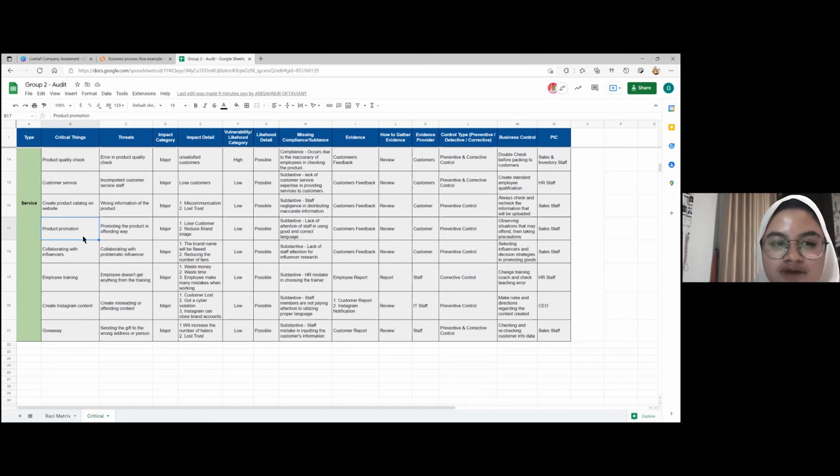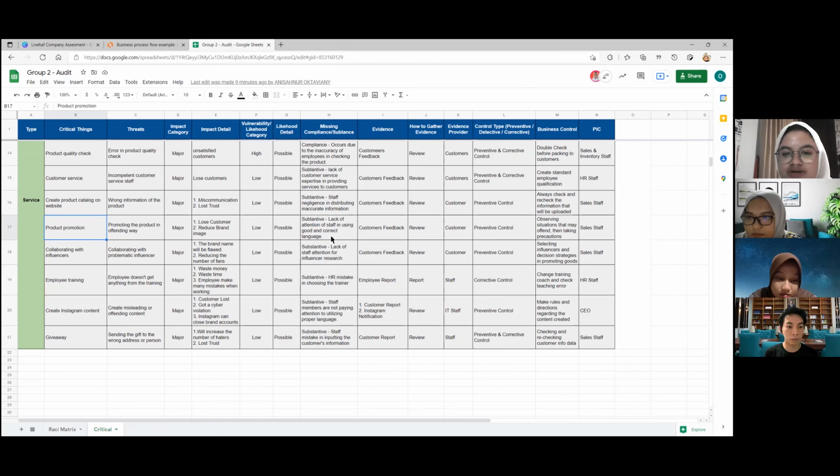And next, Livehaf also has a critical service in product promotion. The threat is promoting the product in an offensive way. The impact category would be major because it will cause Livehaf to lose customers and reduce Livehaf's brand image. And the likelihood of it happening is low, but it is possible because of the missing substantive, which is lack of attention of staff in using good and correct language.